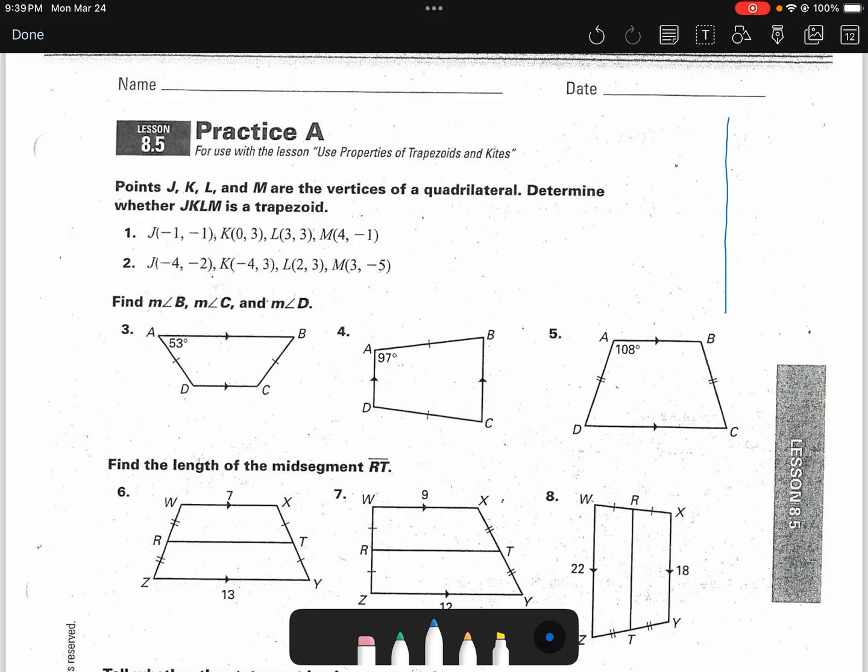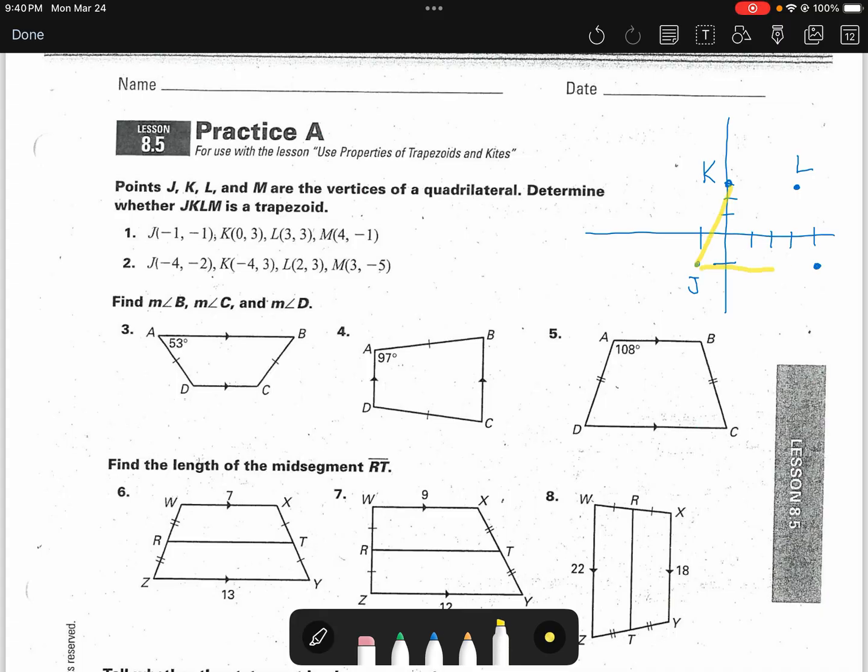So you can get a piece of graph paper. You can plot these points. I'm going to do my best here. Hopefully everything looks okay. But that's where point J would be. I'm going to go one left, one down. K would be 0, 3. L would be 3, 3. And M would be 4, negative 1.